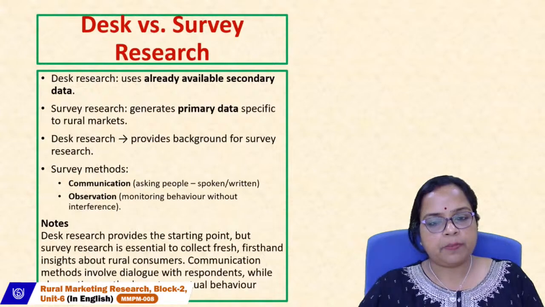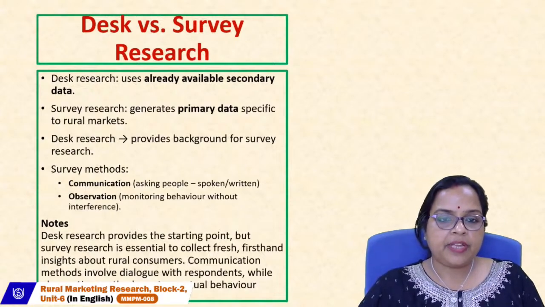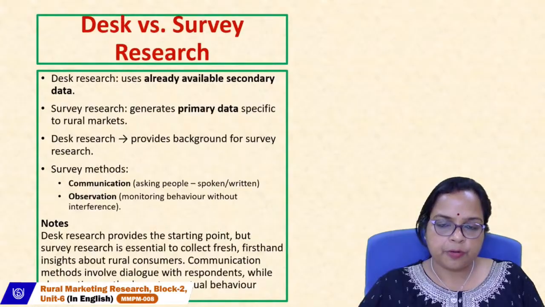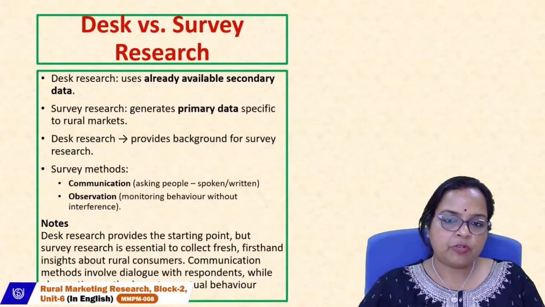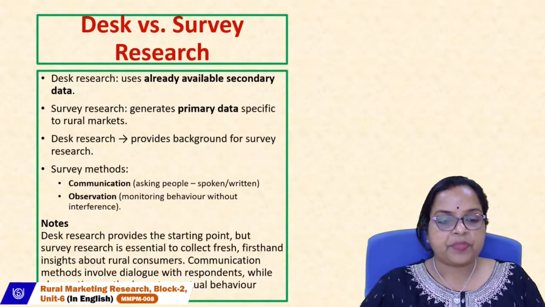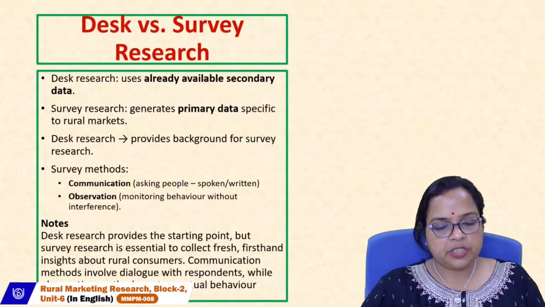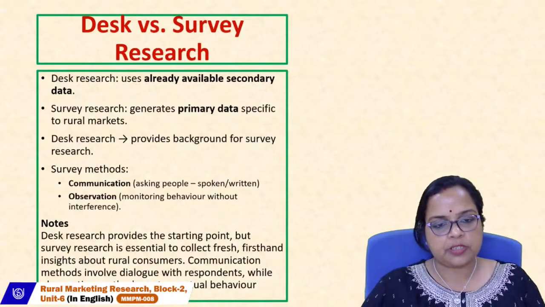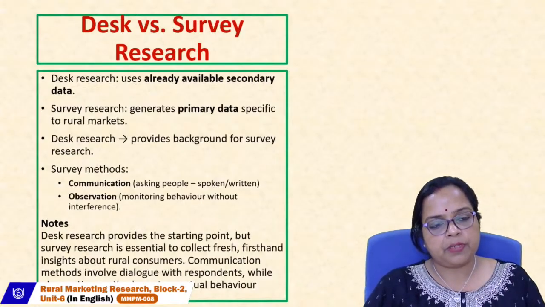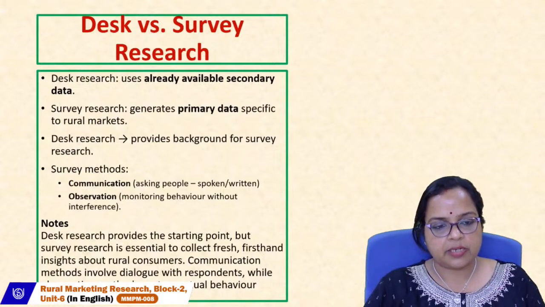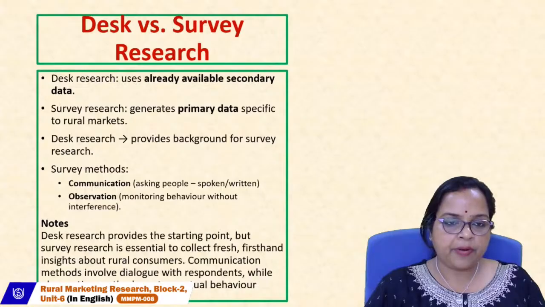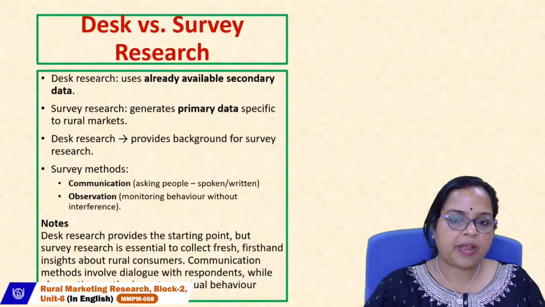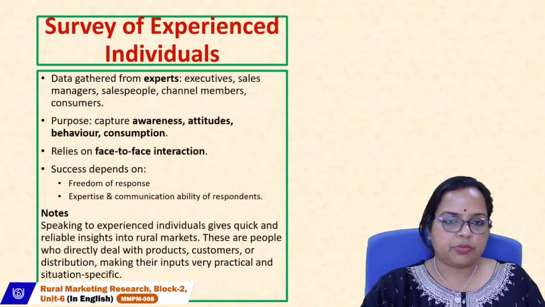Desk versus survey research. Desk research uses already published data or secondary data, but survey generates primary data on a specific product at a specific locality or rural market. Desk research provides background for survey research, and it helps the survey research to take a definite route. And what are the survey methods? Communication, or taking feedback through interview method, either in a written way or a face-to-face interview, or else you can observe the people while they are buying at the local haats and melas. The survey method will give you the primary responses of the consumers.